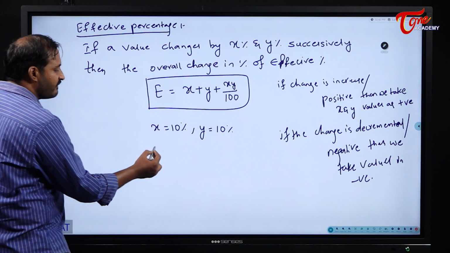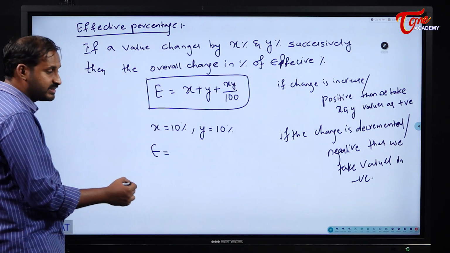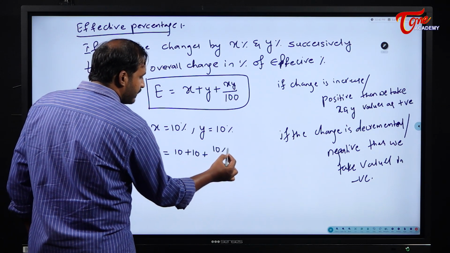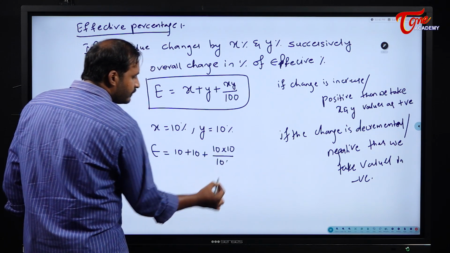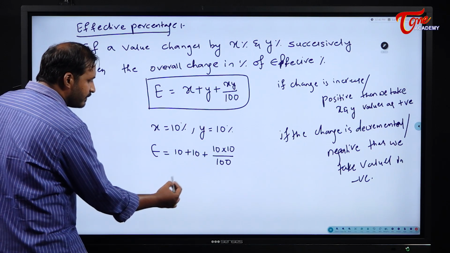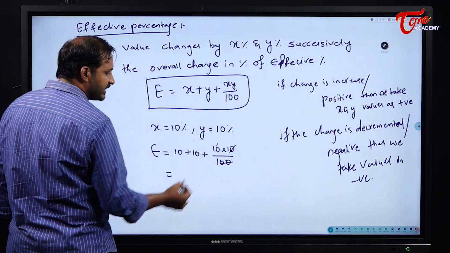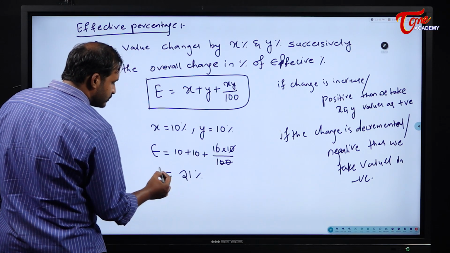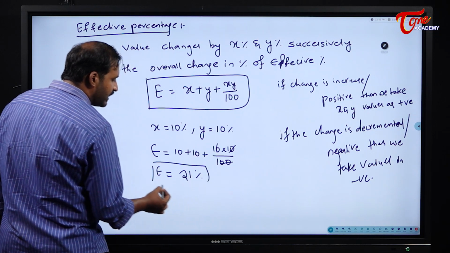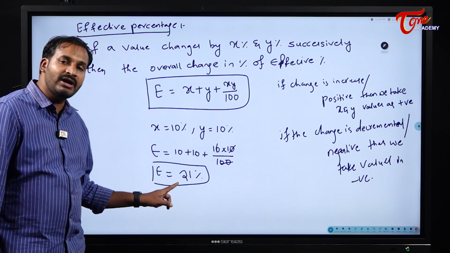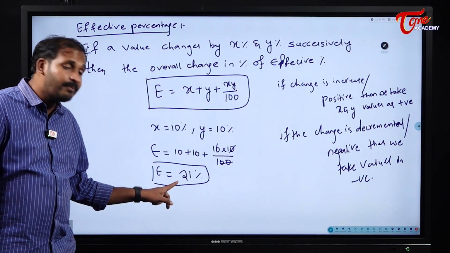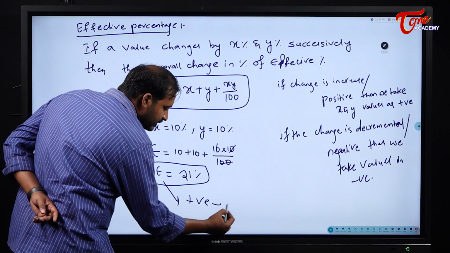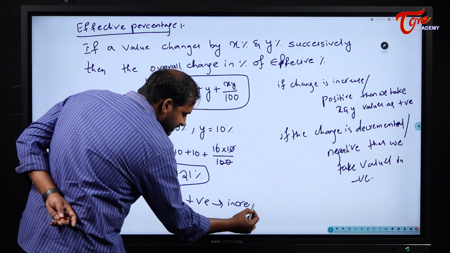So now what happens to the effective percentage? When I substitute, it is 10 plus 10 plus 10 into 10 by 100. Now please observe what it becomes. These two zeros get cancelled, and 10 into 10 by 100 is 1. So what you will get? 21%. So the effective change in percentage is 21%. Here this is a positive value. If the final answer is positive, then we will say that the salary or the value is increased.